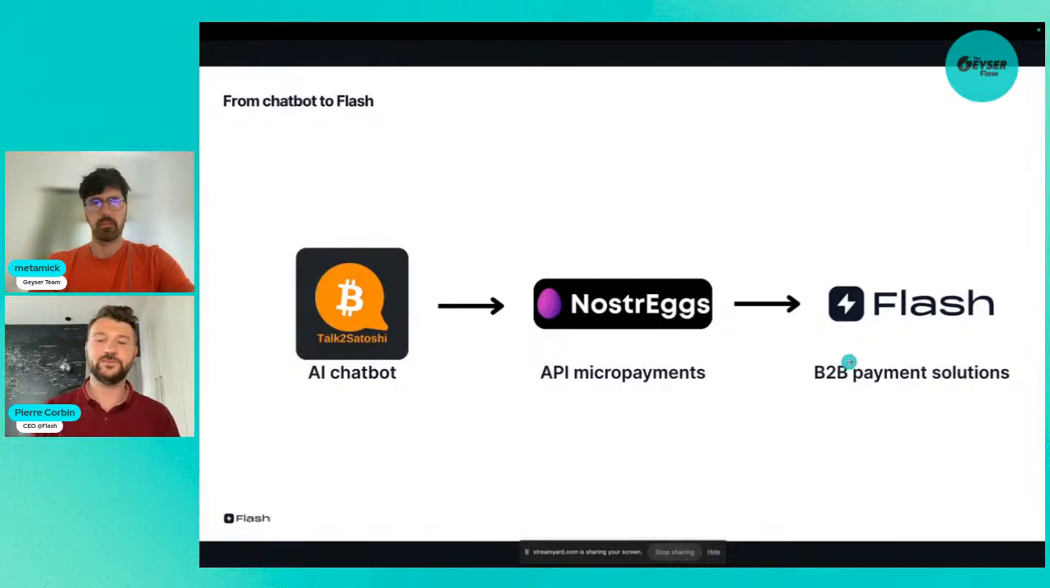Flash is really about B2B payment solutions. The first use case we had was a paywall for content creators. That, of course, is a product that still exists, and we just continued adding more. We, of course, have subscriptions, which is one of the unique products that we have. We're the only ones to do that in full self-custody.